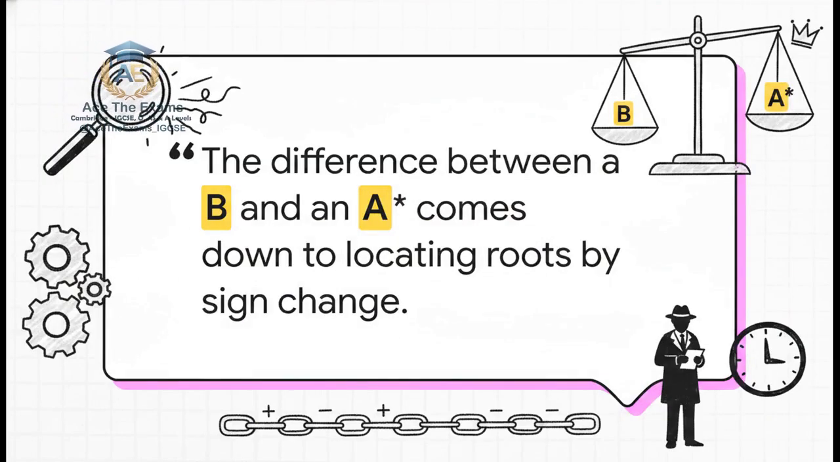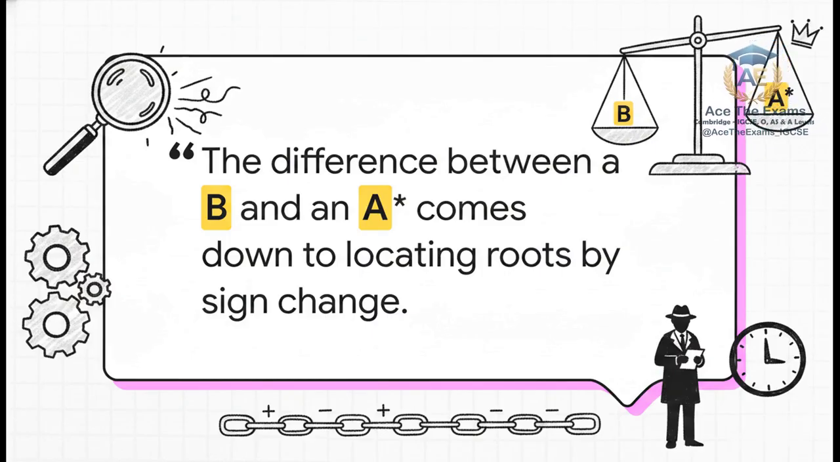Okay, let's dive into this incredible quote directly from a senior examiner. They said, "The difference between a B and an A star in mathematics often comes down to how well you understand locating roots by sign change." Now, you might be wondering, why on earth is this specific topic the ultimate dividing line? Well, it's because this isn't just a standard calculation where you punch some numbers into a calculator, hit equals, and spit out an answer. Absolutely not. It is a strict forensic procedure.